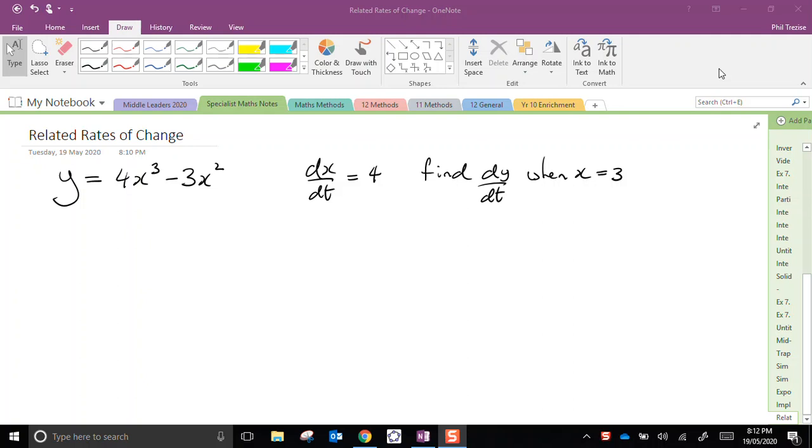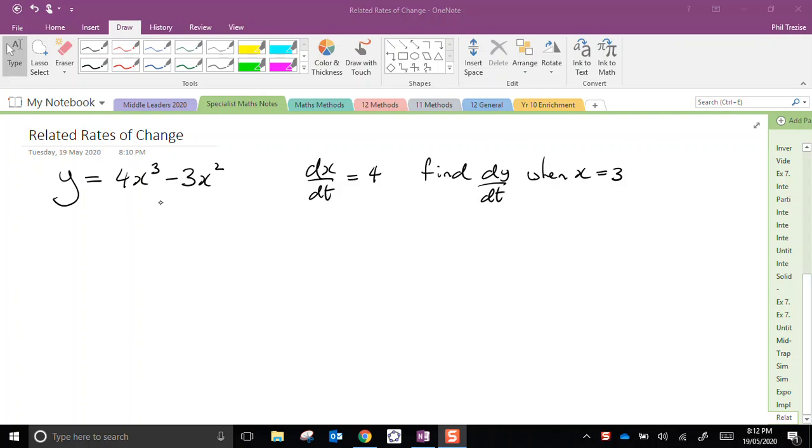Hi everyone. This lesson is about related rates of change. So the typical scenario for a question like this is we'll have a function y as a function of x, which we've been given here. Now we will typically be told a value for dx/dt. So perhaps x is changing with respect to time at a rate of 4 units per second, and we're supposed to find the rate at which y is changing.